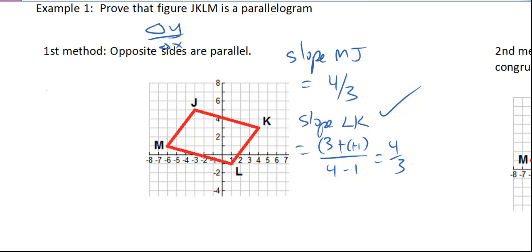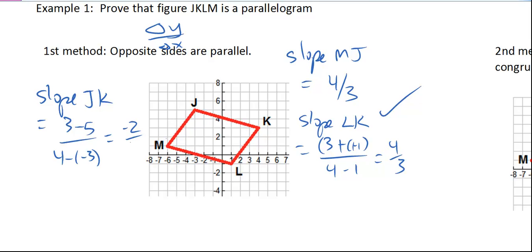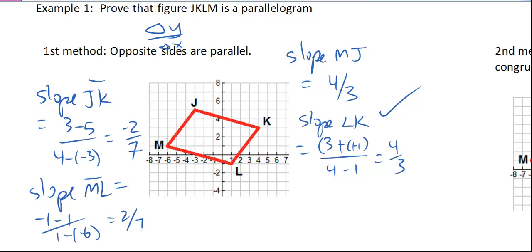And then I can do the same over here. The slope of JK is going to be, let's see, 3 minus 5 is a change in y, and 4 minus -3 is a change in x, so I get -2/7. And if I do the same with ML, I get, let's see what we got here, -1 minus 1 over 1 minus -6, which does give me 2/7.